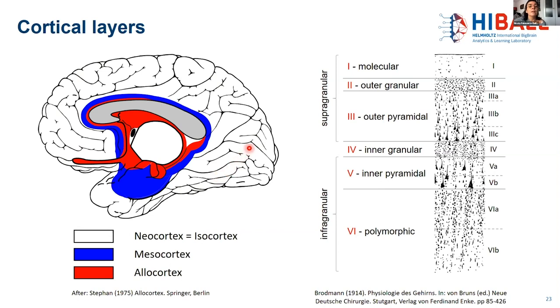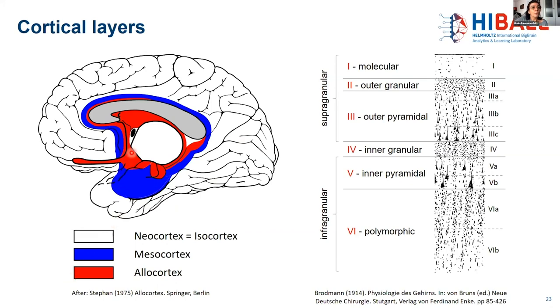And then we've got a part of the cortex which has either a very poor lamination, so basically no layers at all, or a very complex lamination with up to 12 cortical layers. And that is the oldest part of the brain from the evolutionary point of view. And in the human brain, it only occupies about 3% of the surface of the brain, and it's what we call the allocortex.